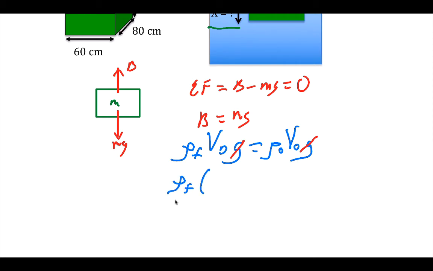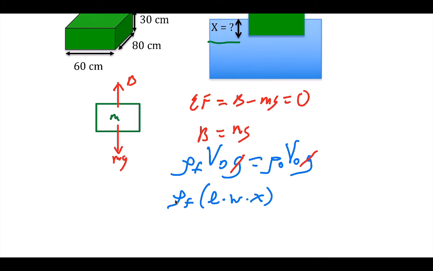Well, the volume is going to be the length times the width times that x, the amount that is under the water, because buoyancy is based on the volume displaced, not necessarily the volume of the object. On the other side, we have the volume of the object, and its entire volume is the same length, the same width, but a different height, because we're talking about the full height there.